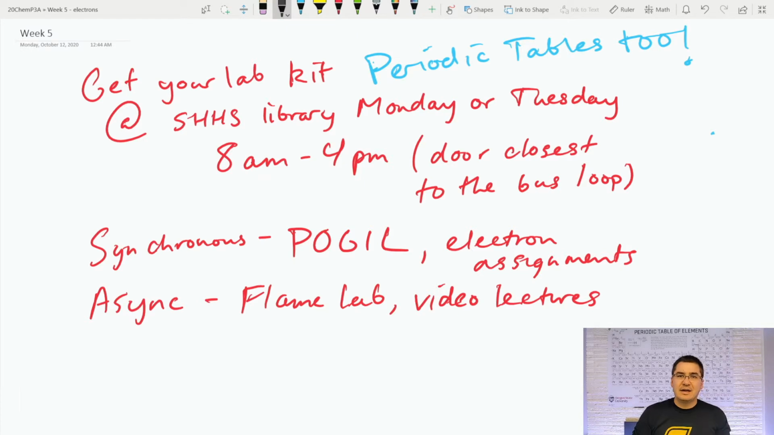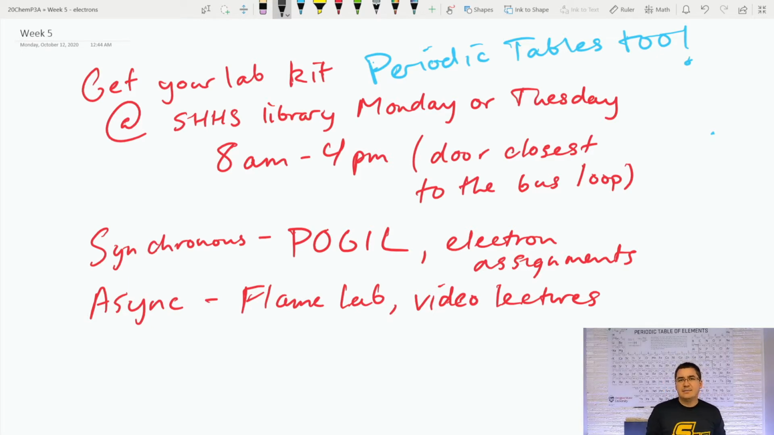She has a lab handout, okay, a single sheet of paper, and she has a periodic table for everyone. So make sure you pick up your periodic table, your lab handout, and your lab kit. She's there from 8 a.m. to 4 p.m. Monday and Tuesday.